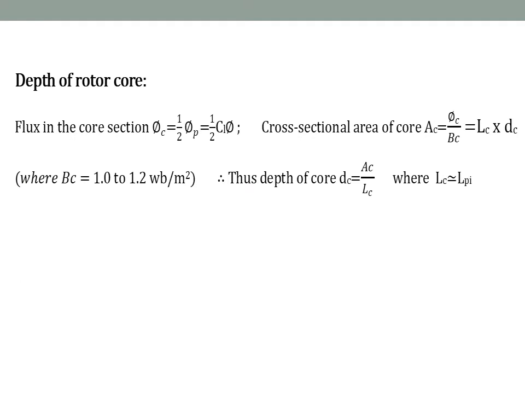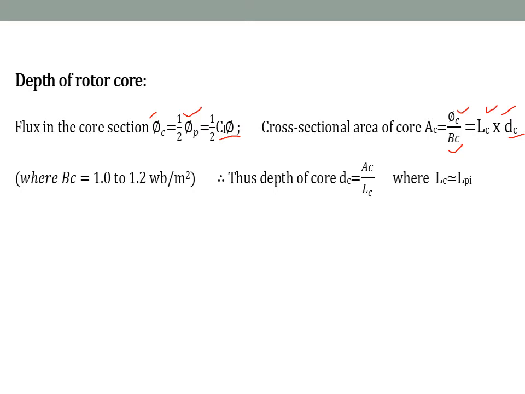Now coming to depth of the rotor core. The flux in the core section phi c is equal to half of the flux per pole. So this is equal to half of the leakage coefficient CL into phi. Now the cross sectional area of the core is equal to phi c by BC and also equal to LC into DC. So from this DC can be found out.